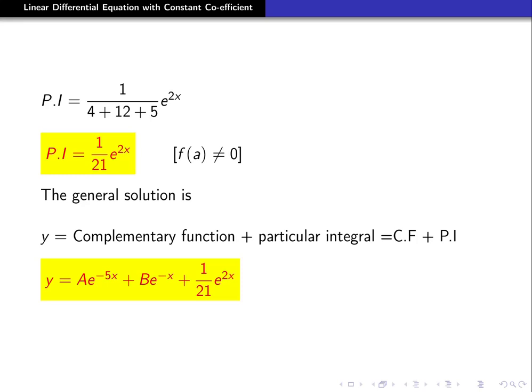So already we found the values of the two terms, complementary function plus particular integral. The complementary function is a e^(−5x) + b e^(−x), and the particular integral is 1/21 e^(2x). We replace them, and we get the solution.